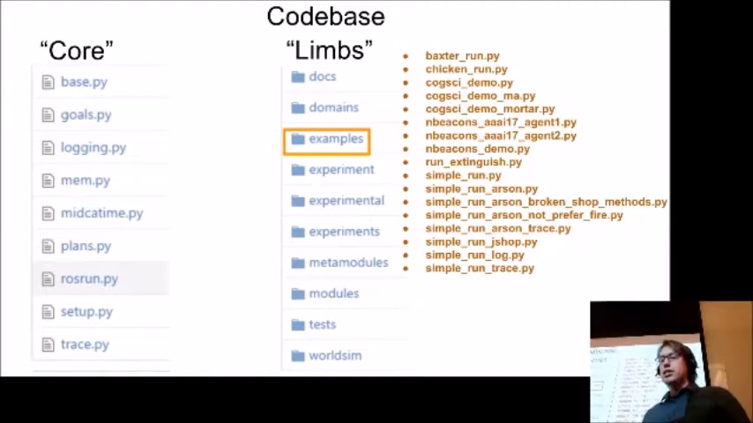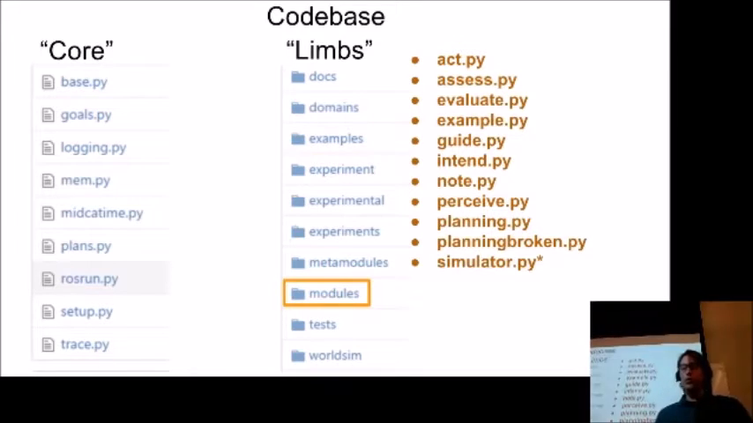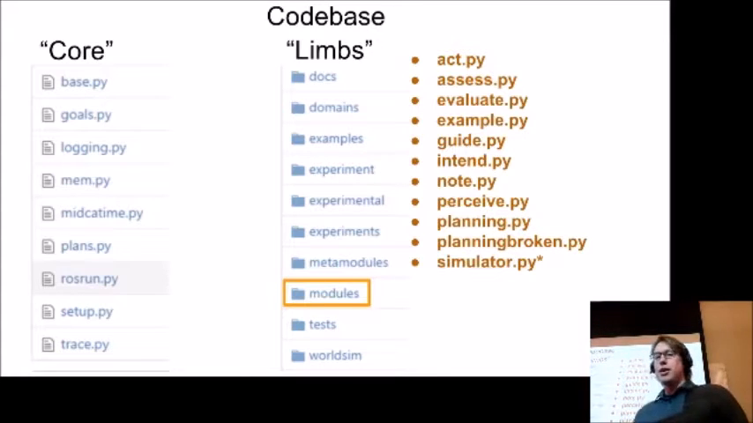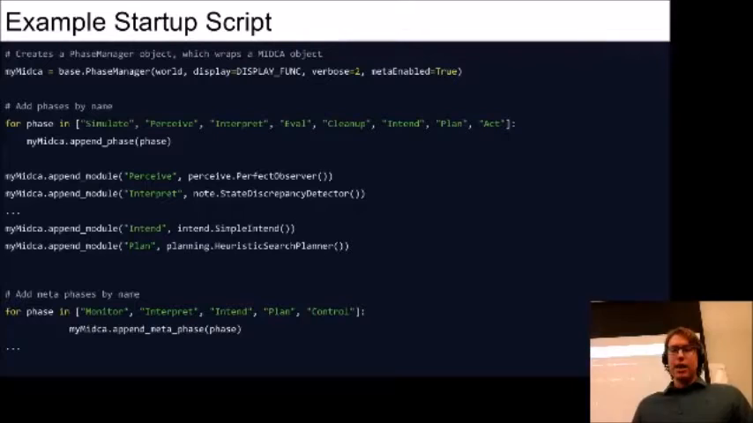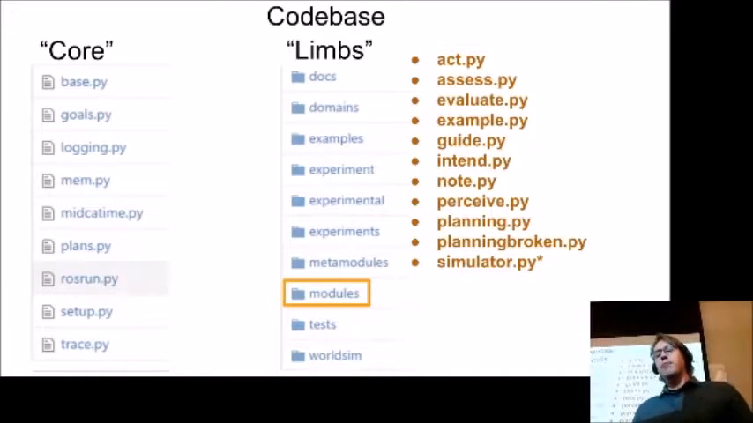The examples: this is just a list of the example scripts that we have. All of these run MIDCA with differently configured settings in different domains. Then we have modules. This is where the code is for the phases. I mentioned briefly we have the perceive, interpret, evaluate, and then we have intend, plan, act. They are found here. Planning has most of the planner implementations, etc. So this is where you want to explore if you want to use some of the modules. Okay, and then I didn't talk about WorldSim. WorldSim has MIDCA states and operators, and we will have a slide on that a little later.